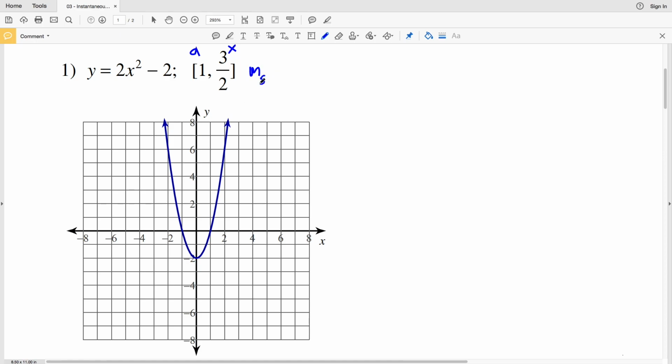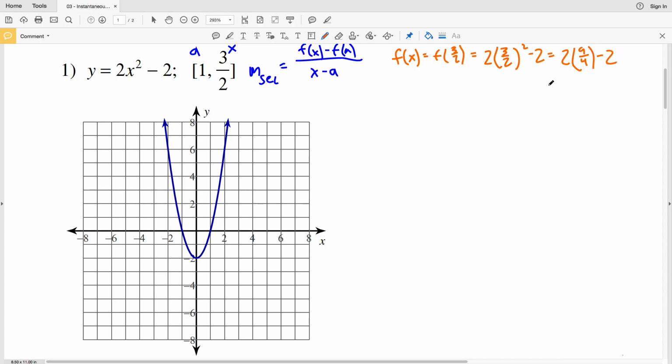So finding the slope of the secant line, which is the average rate of change, that's going to be f of x minus f of a all over x minus a. For this, I'm going to start by finding f of x. F of x is f of 3/2, which equals 2 times 3/2 squared minus 2. That's 2 times 9 over 4, minus 2, which simplifies to 9/2 minus 2. However, as opposed to subtracting 2, I'm going to subtract 2 in terms of halves, so subtracting 4/2. That will give me a positive 5/2 as f of x.